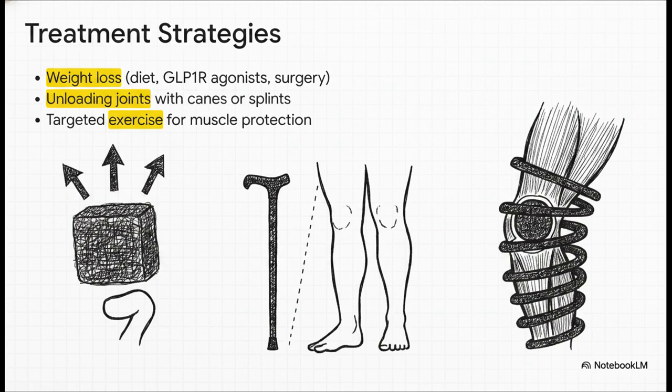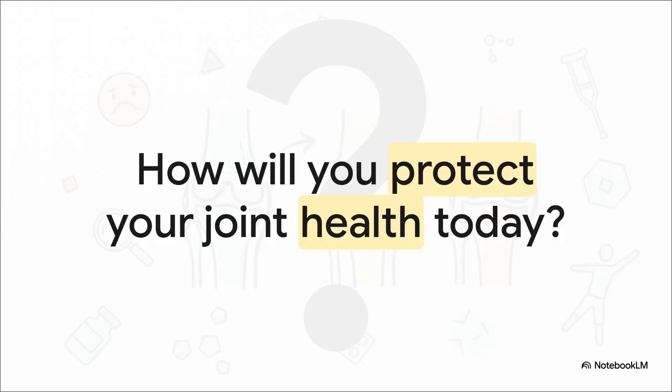We can also physically unload the joints using splints for the hands or by teaching a patient to hold a cane in the hand opposite the affected knee or hip. But honestly, perhaps most importantly, we have to prescribe targeted exercise. I know, it sounds totally counterintuitive to tell a patient with severe joint pain to go exercise. But strengthening those bridging quadriceps muscles is incredibly vital for restoring the joint's protective shock-absorbing ecosystem and boosting overall aerobic capacity. We've completely shattered the wear and tear myth today.